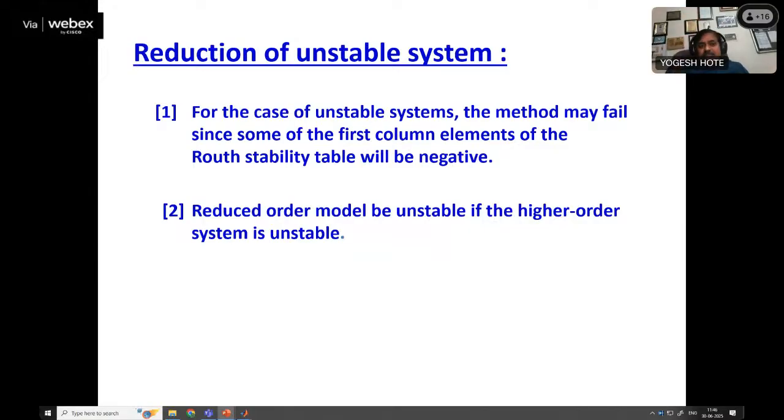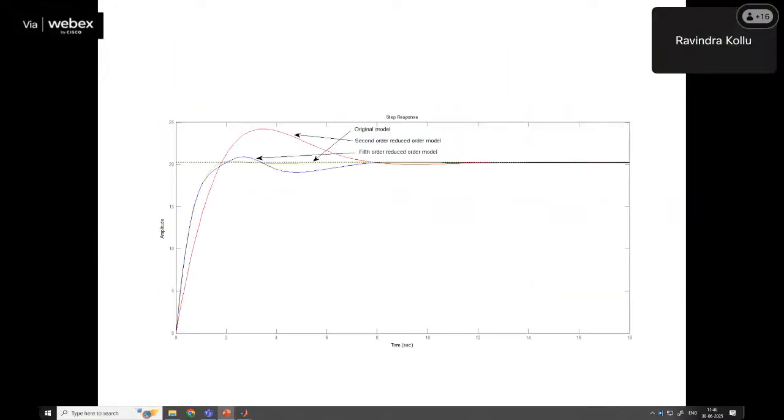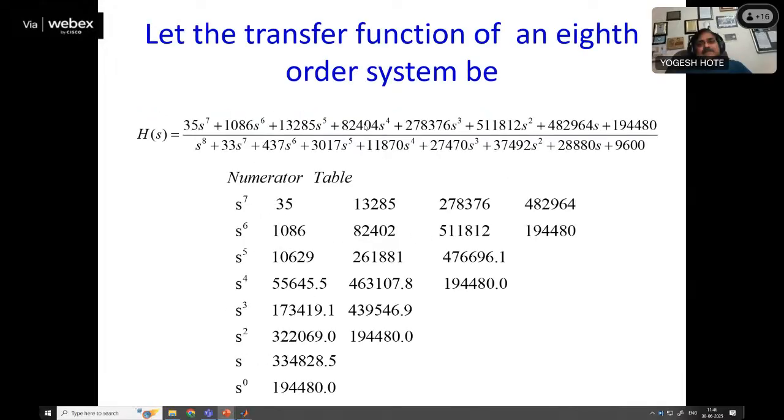So he said that in order to obtain a reduced order model for an unstable system... Sir, can you explain how he has reduced it to second order or fifth order using this? Okay, just a minute. Sir, I have also a question. How to know how much we have to reduce, since the model was originally eighth order, and you showed that the fifth order shows a more similar response? Is there trial and error, or is there any other way? Okay, anyway, I will answer both the questions.